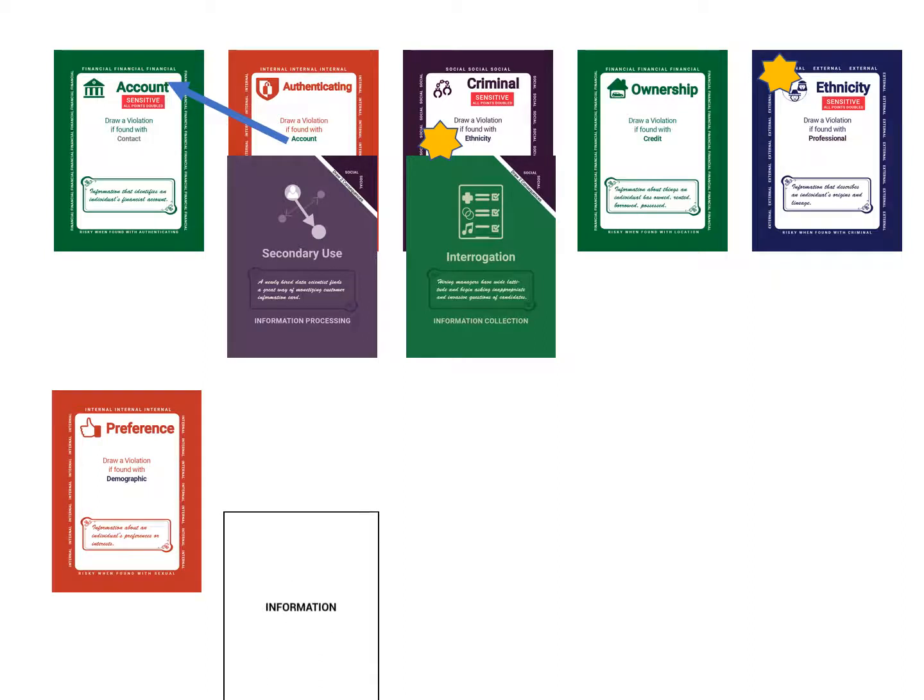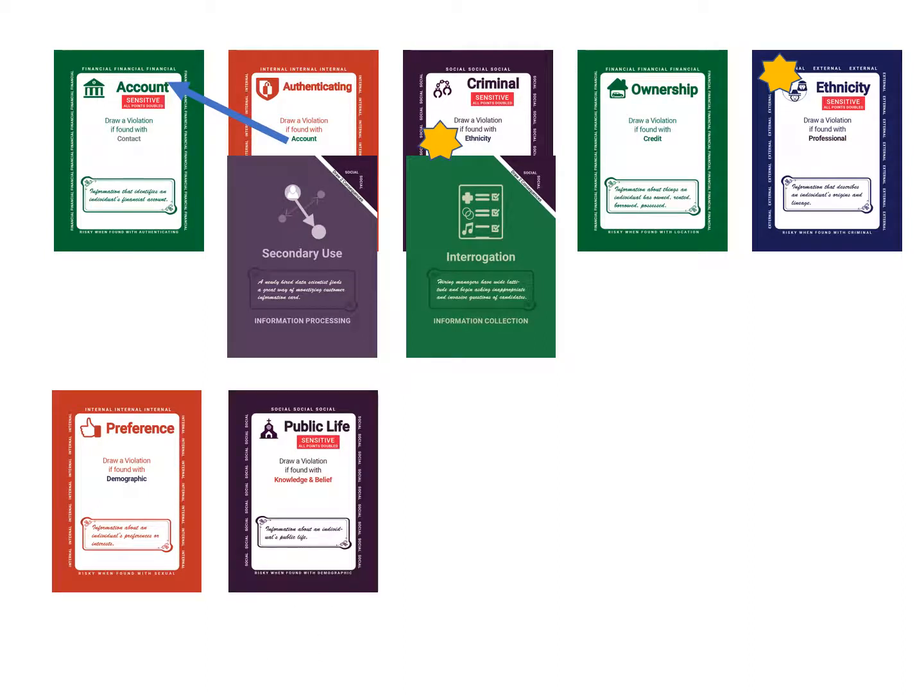Our next information card is preference information, which is risky with demographic information, again, which we don't have. Our next card is public life, which is risky with knowledge and belief, which we don't have. Notice we've covered up the cards that already have a risky combination, so we need only compare the uncovered cards to see if they are risky with public life.